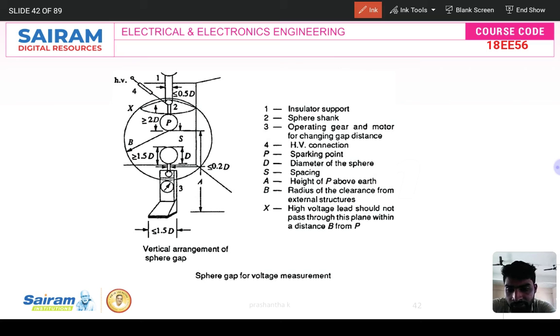So this is the vertical arrangement of sphere gap, the sphere gap for voltage measurements. This is the overall connection and overall model for the measurement of high voltage and high current. Whatever the measurement of high voltage and high current, it depends upon the sphere gap diameter, the distance between these two spheres, the operating voltage, and also the height of the placing of that particular model.